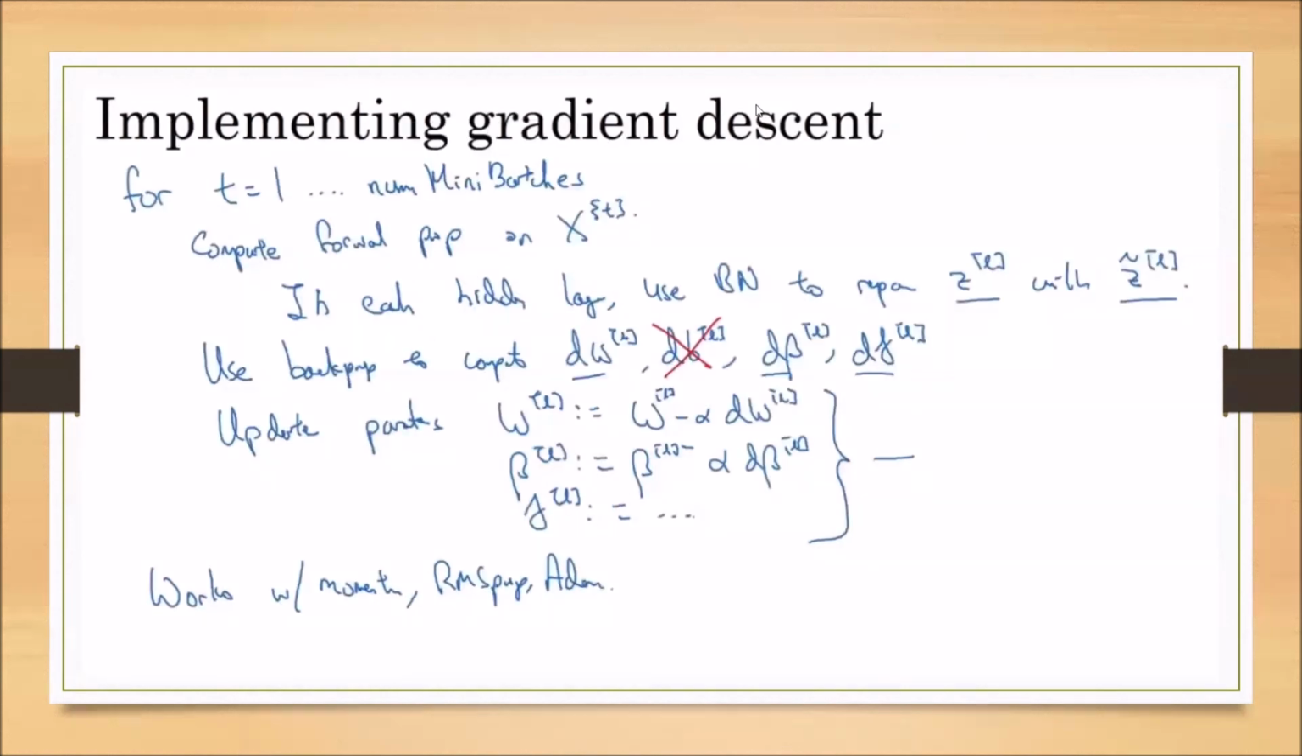Now, when we apply this in the program, for t equal to 1 to the number of mini batches, we are taking 5000 mini batches, and now we take 3 steps. W is equal to W minus alpha dW, beta is equal to beta minus alpha dbeta, gamma is equal to gamma minus alpha dgamma. This is what we apply in gradient descent.